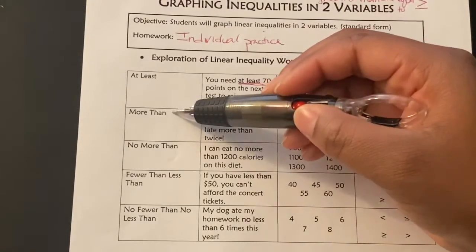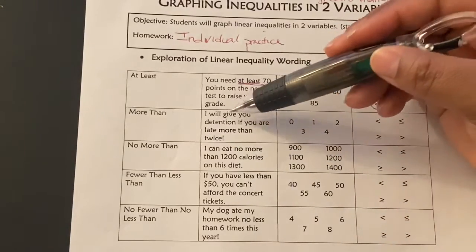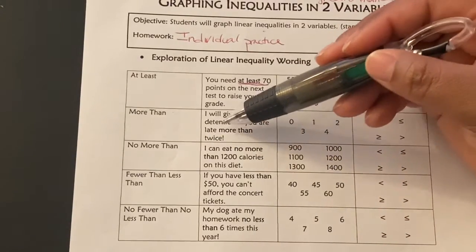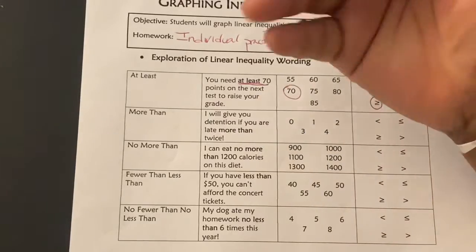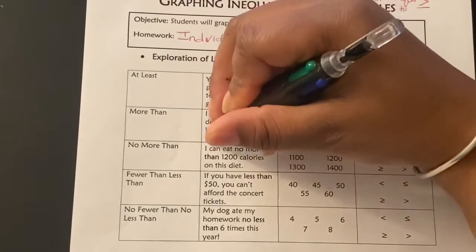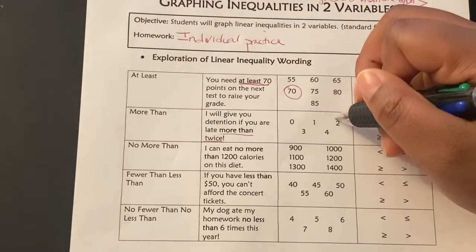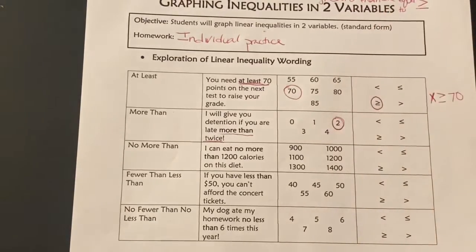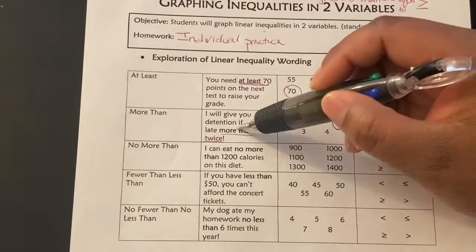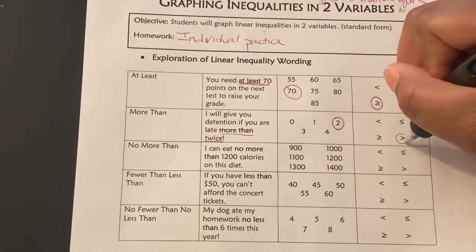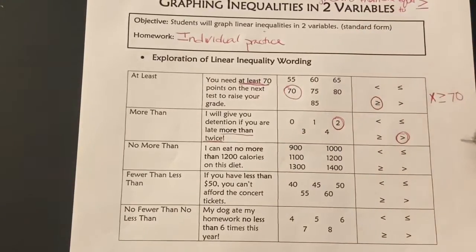Next one, more than. I think that's a little bit easier. I will give you detention if you are late more than twice. More than just means greater than. So the number would be 2 because she said twice, and then it has to be greater than 2. She said more than 2, so that means we're dealing with a greater than. So if X represents the number of times you're late, then X has to be greater than 2.